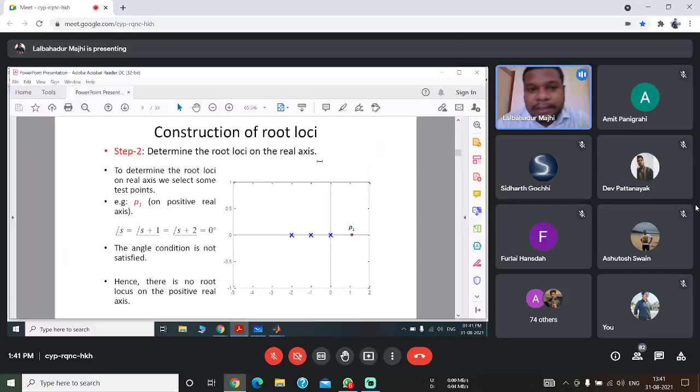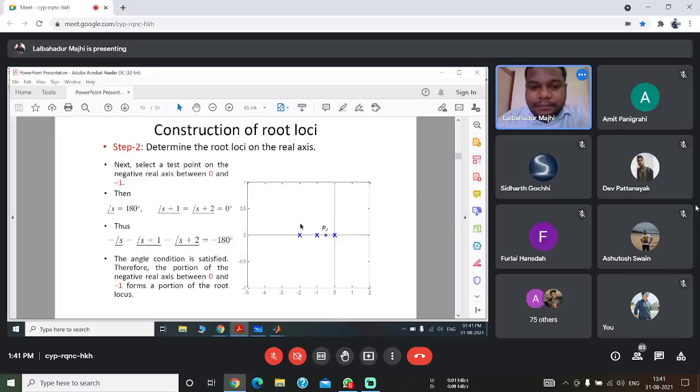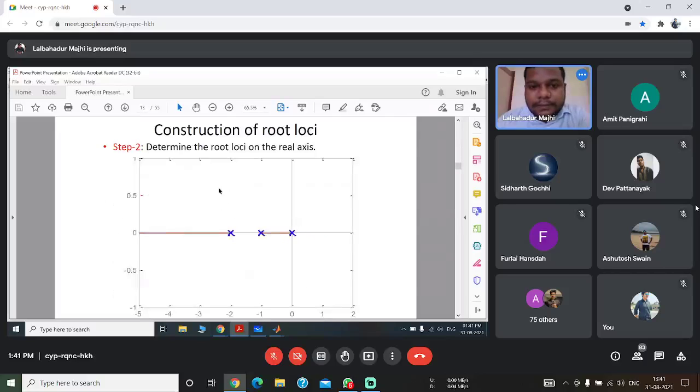So it is clear how to identify whether a region will lie on the root locus or not. Even if you want, you can use the angle condition. We know the angle condition: the total angle contribution should be an odd multiple of plus or minus 180 degrees. So this will be the region of our root locus.